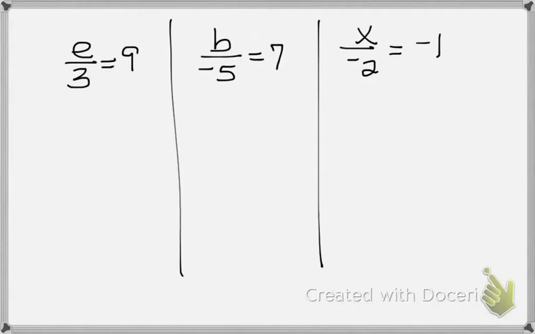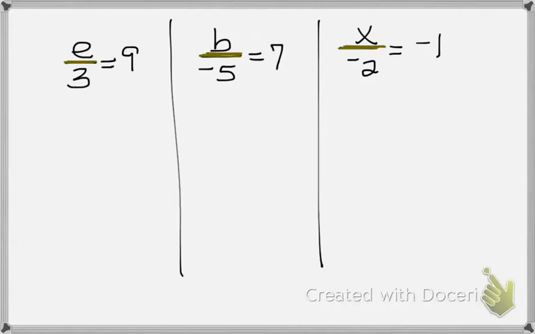Okay? I said e over 3. That really wasn't the best mathematical way. What I should have said is e divided by 3 equals 9. Or b divided by negative 5 equals 7. Or x divided by negative 2. And now we're going to undo what has been done. Hope I said that right.